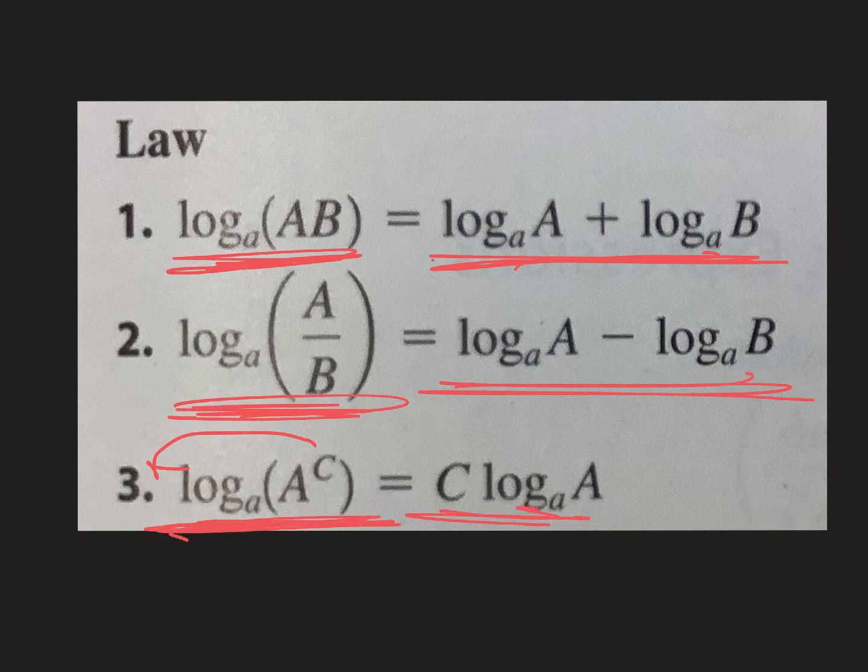It also goes backwards. If you see a log with addition, you can make it 1 log by multiplying. If you have a log with subtraction, you can make it 1 log by dividing. If you have a number in the front, it's really the exponent on the log. So they go both ways. Also, one thing about these laws: the bases must be the same.